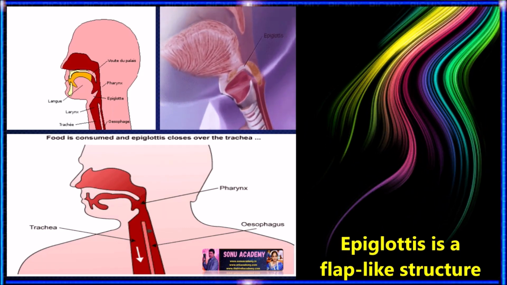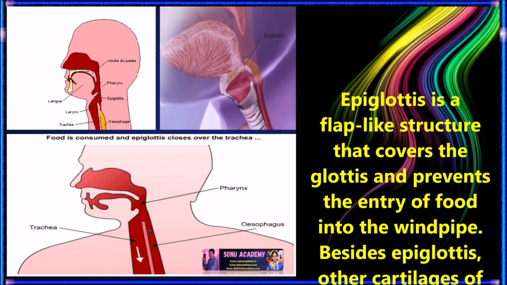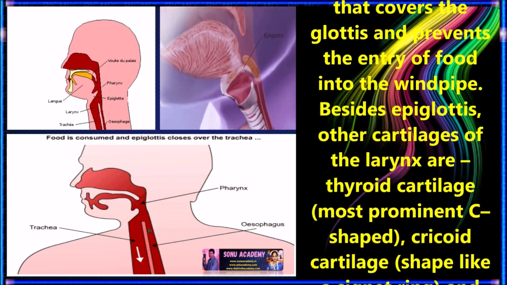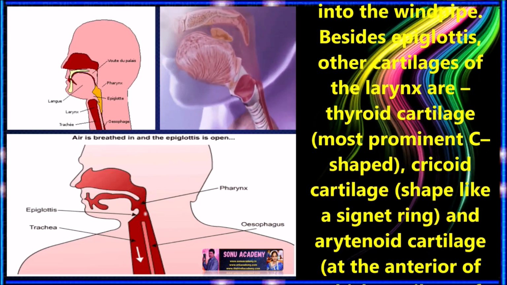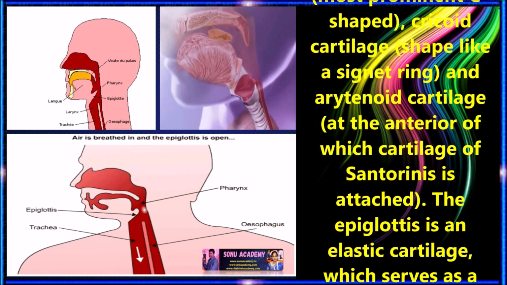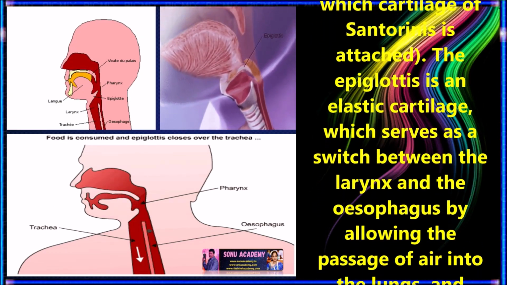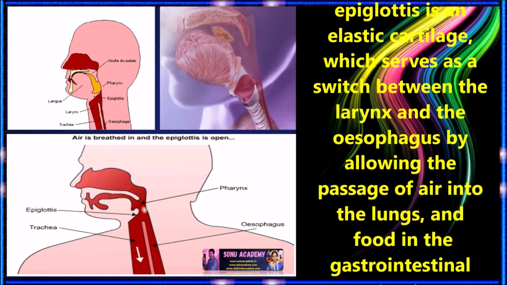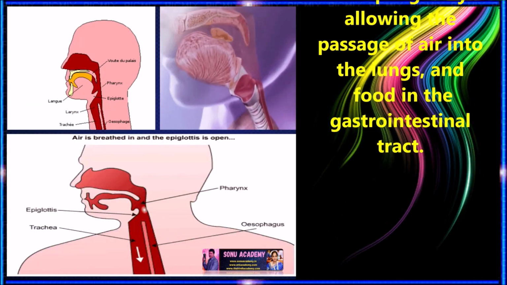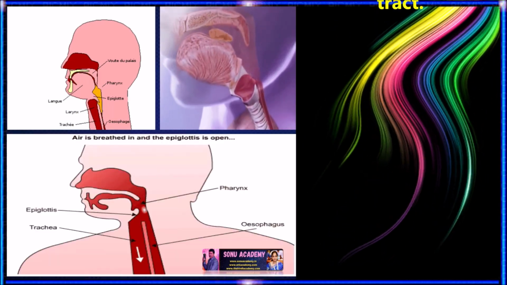Let us discuss in detail the epiglottis. The epiglottis is a flap-like structure that covers the glottis and prevents the entry of food into the windpipe, as we discussed earlier. Besides the epiglottis, other cartilages of the larynx are the thyroid cartilage, the cricoid cartilage, which is shaped like a signet ring, and the arytenoid cartilage. The epiglottis is an elastic cartilage which serves as a switch between the larynx and the esophagus by allowing the passage of air into the lungs and food into the gastrointestinal tract.